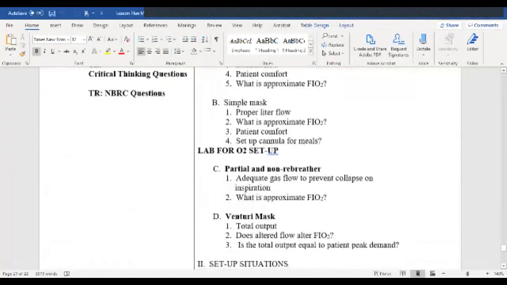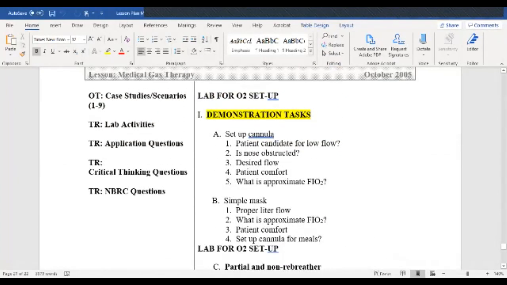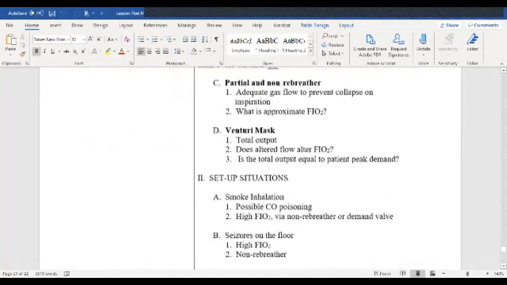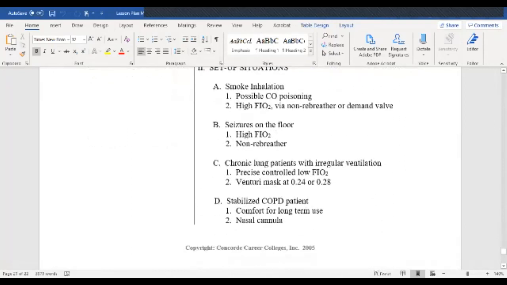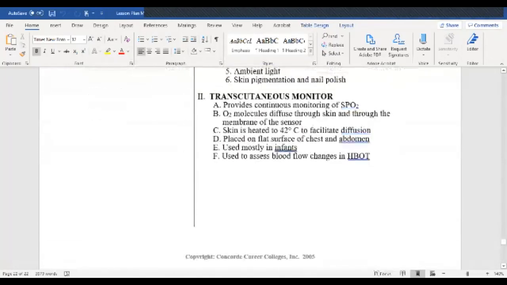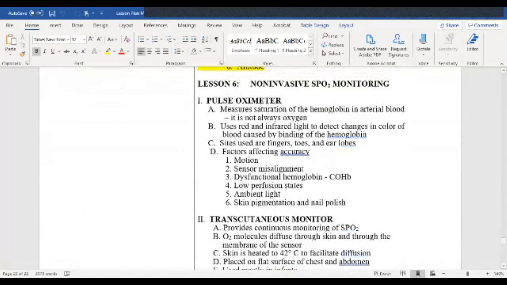And then this is the lab, of course. We're not going to have the lab now, but this is how we would set it up: the cannula, set up the simple mask, set up the non-rebreather, go through different situations. Just don't worry about that part. But we will have the lab at a later date. It will be to be announced. I don't know what day I'm going to add it to the lab.